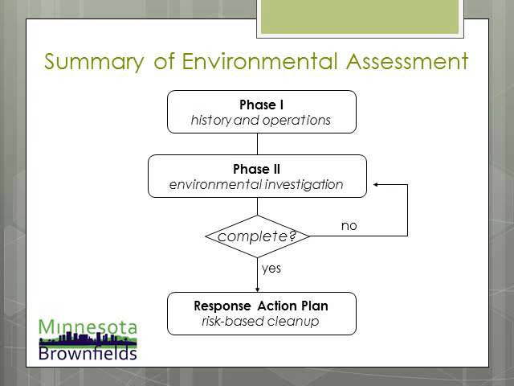In summary, the environmental assessment process for a single property involves an initial assessment of former site history and operations, the Phase I Environmental Site Assessment, ESA. If potential contamination is identified, then a more thorough environmental investigation involving site-specific sampling is performed, the Phase II ESA. Once contamination is adequately characterized, then a response action plan can be created to address the contamination through cleanup.